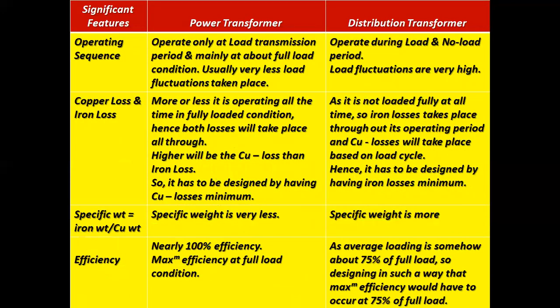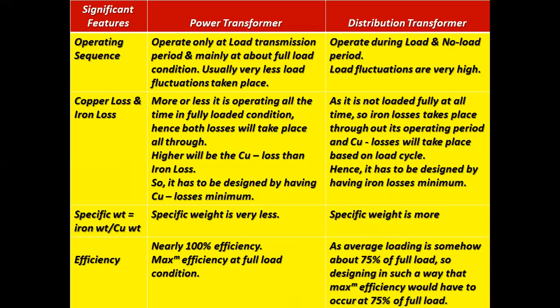Operating sequence: for power transformer, operate only at load transmission period and mainly at about full load condition. Usually, very less load fluctuations take place. For distribution transformer, operate during load and no load period. Load fluctuations are very high.